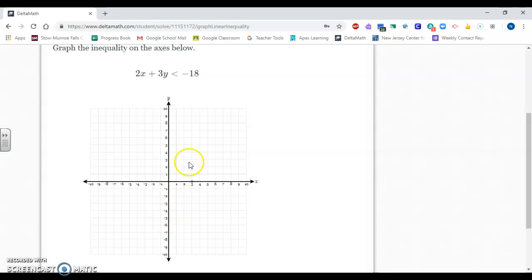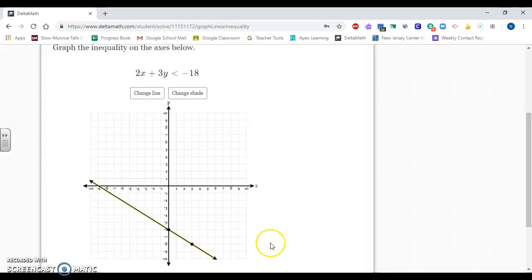Now to graph on Delta Math, you plot typically your y-intercept, -6. My slope, I said, was -2/3, so I go down 2, right 3. As you can see there, the line is already popping up. I just need to plot one more point, that's it. Now, it's a dotted line because it's not or equal to, so I change the line. Now it's a dotted line.